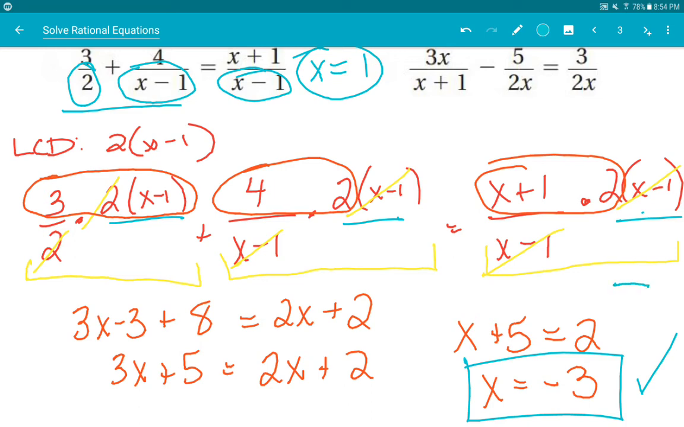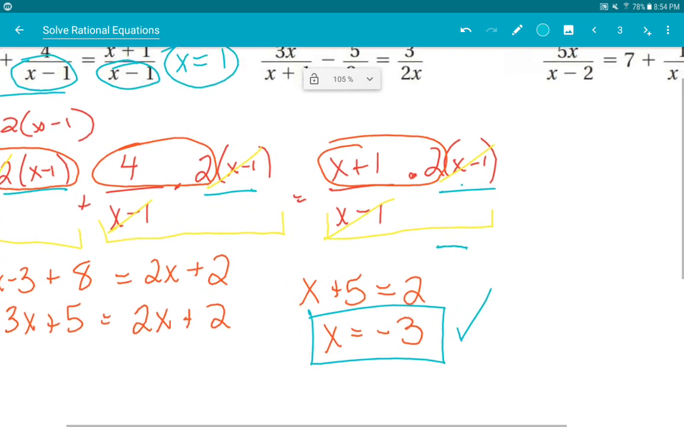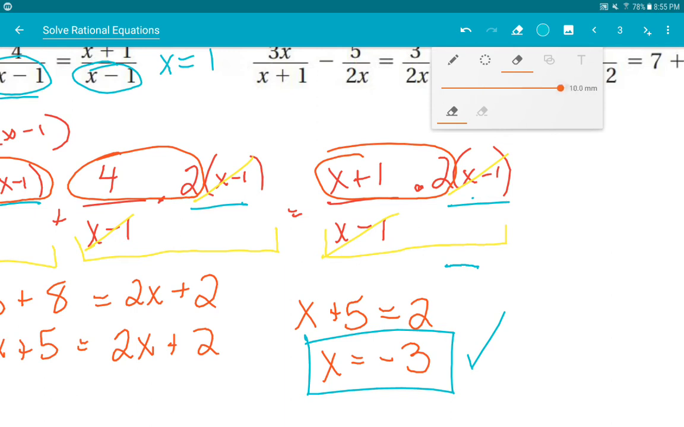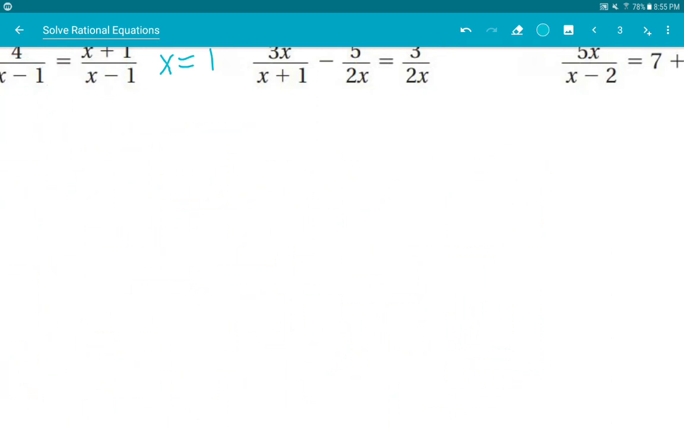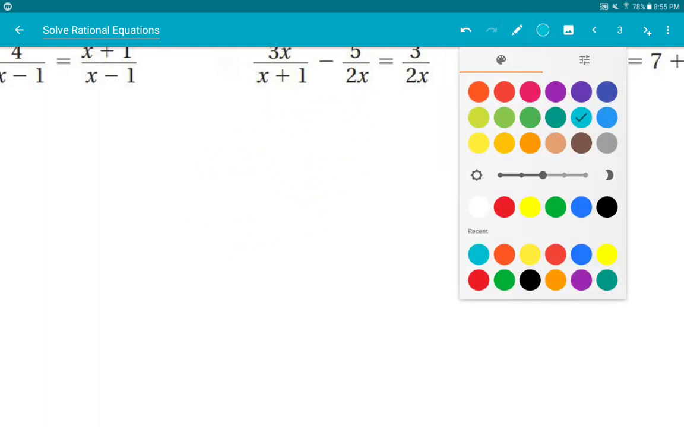All right, so now I'm going to clear this stuff out, and we're going to work on the second one here. All right, so let's find an eraser, and let's erase this example, because we are now going to be working on example number 2.